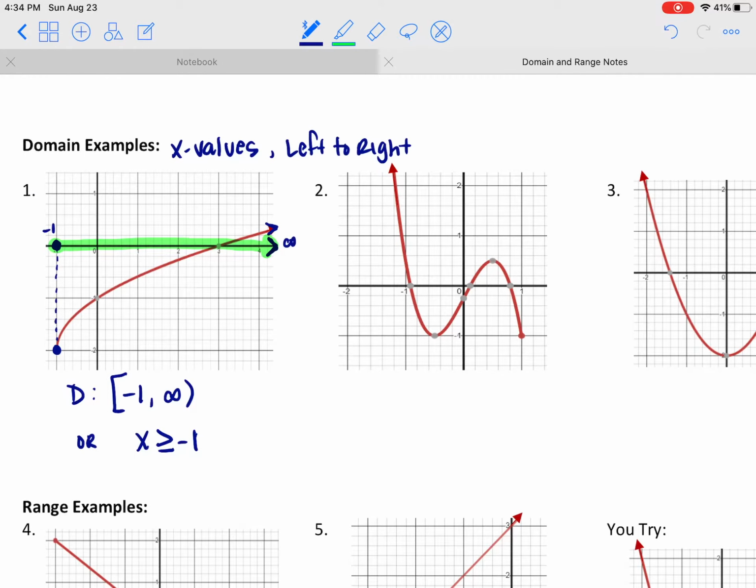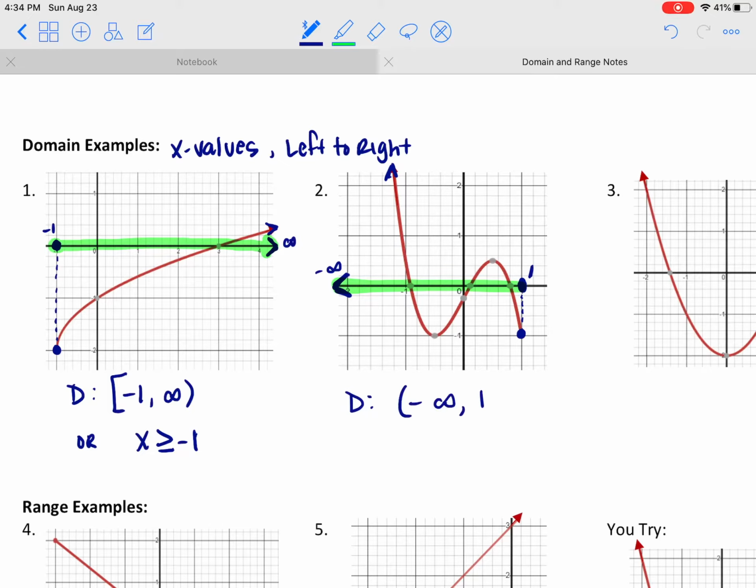So leftmost to rightmost. Well, if I tried to take this graph all the way to the left, at the same time that this graph is going up, it's also headed to the left. So it's going to be going left forever. And then the rightmost point is here, which corresponds with this x value. So if I just highlight it here, I can see the interval for my domain. Left to right, we're going to be going from negative infinity, and then we're going to be stopping here at positive 1. So this domain goes from negative infinity to positive 1.